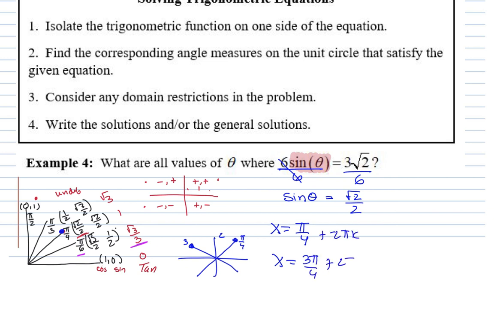Remember, it's always going to be 2 pi k because that's the period, and then k is an element of the integers. So we're writing the general formula, and with this we can find all the answers where they equal square root of 2 over 2. So these are your answers.